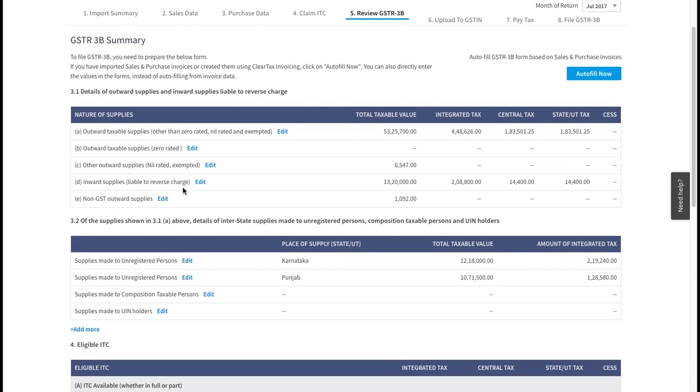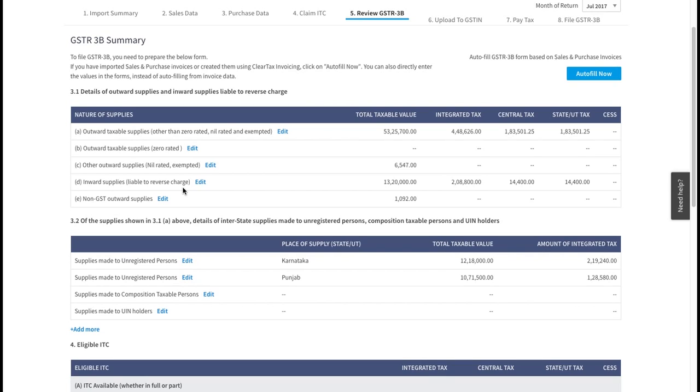Total taxable supplies, zero rated. Under this head, it is important to mention the details of taxable value of goods and services exported outside India or supplied to SEZ, and deemed exports. Let's understand each of these in detail.